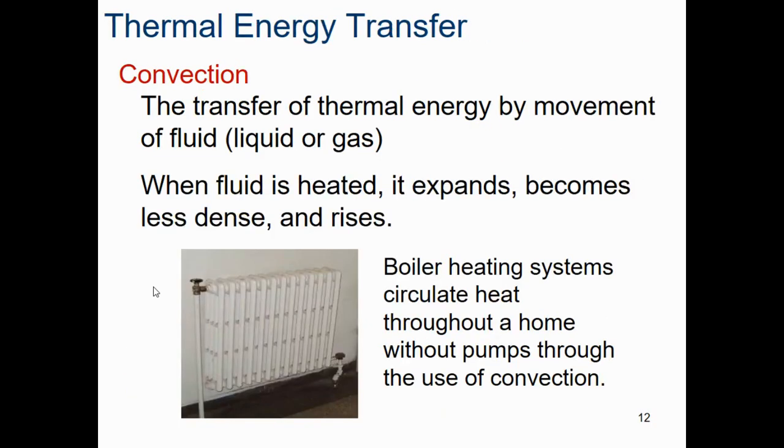All right, so when we look at heat or thermal energy transfer, we mentioned before that there were several different types of heat transfer that can occur, and three are convection, conduction, and radiation. So we're popping back here to convection. Convection is the transfer of thermal energy by movement of fluid, usually a liquid or a gas. When the fluid is heated, it expands, becomes less dense, and rises. Heating systems circulate heat throughout a home without the use of pumps through the use of this convection idea.